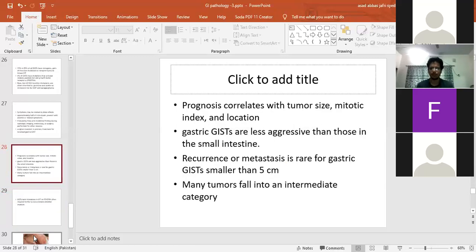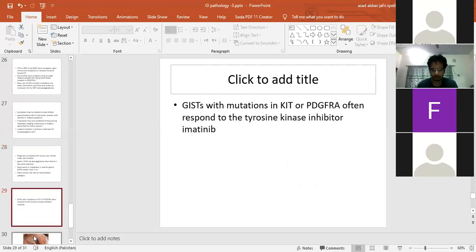Prognosis correlates with tumor size, mitotic index, and location. Gastric GISTs are relatively less aggressive than those of the small intestine. Likewise, with the mitotic figures or Ki-67 index, the more mitotic figures or the higher the Ki-67 index, the more aggressive the tumor is. Many tumors fall into an intermediate category. As I told you, GIST with mutations in c-kit or PDGFRA often respond to tyrosine kinase inhibitor therapy.